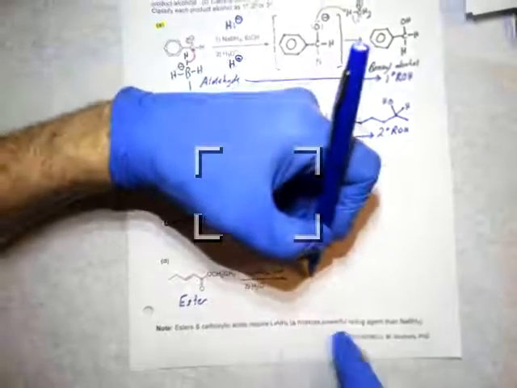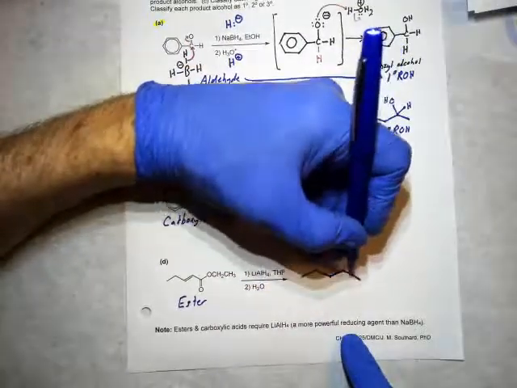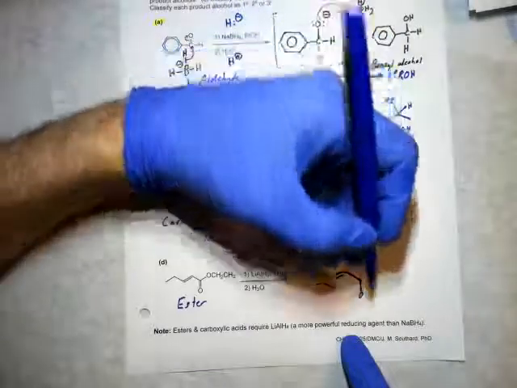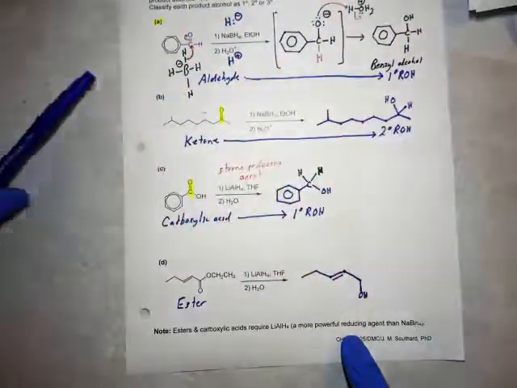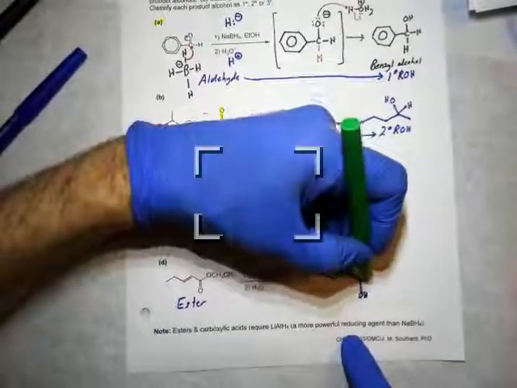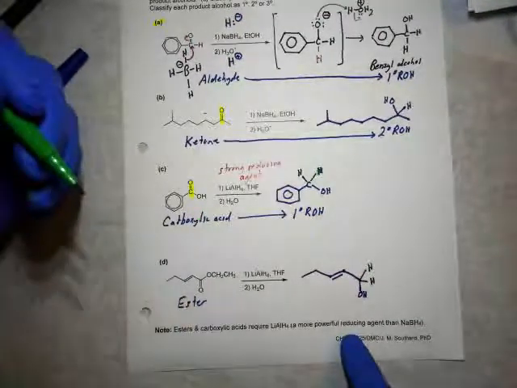All right. So let me go ahead and sketch that out for you. Let me draw that O down like this. There's my pi bond. The pi bond is going to be there. And this becomes an alcohol. So in effect, you ended up with the methylene at this position.